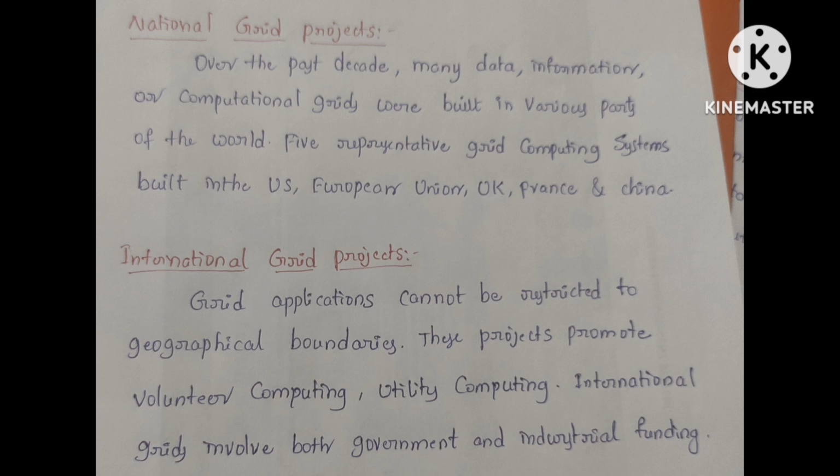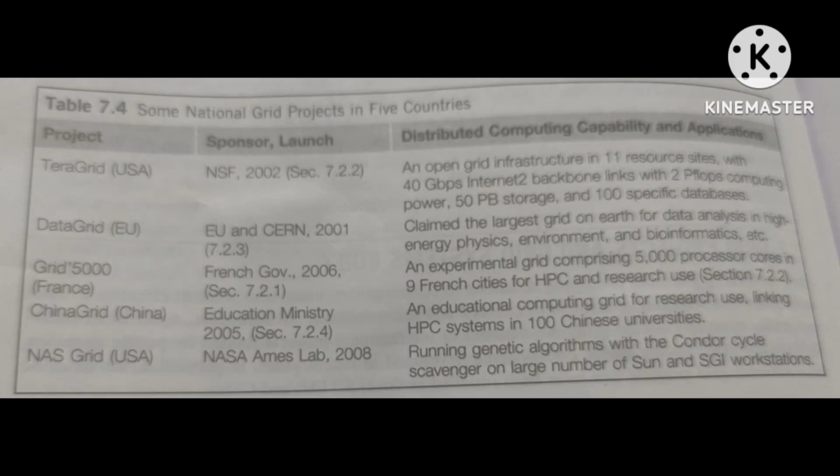5 representative grid computing systems were built in the US, European Union, UK, France, and China. In the next table, we will list out all those different types of grids and some information regarding them. So it is a table of national grids.